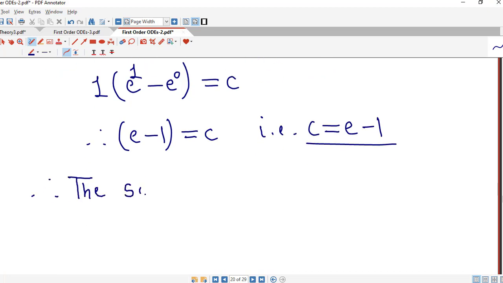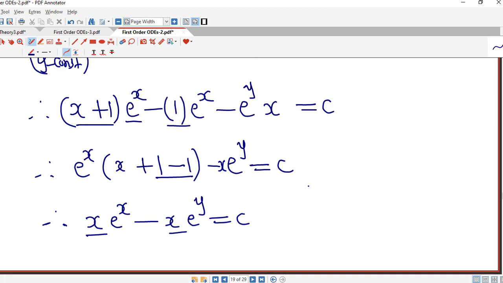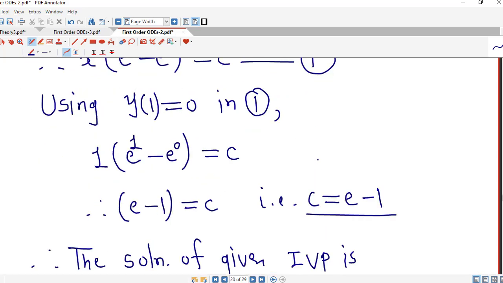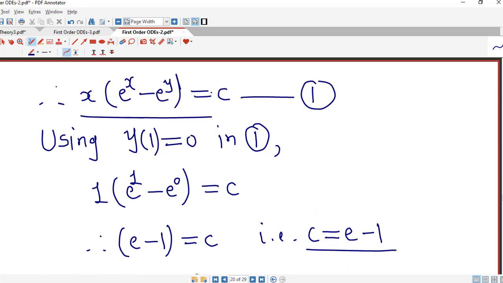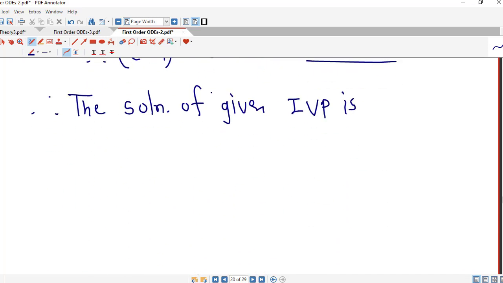We substitute that in the general solution, and we obtain the solution of the given initial value problem. Therefore the solution of the given initial value problem is x times (e raised to x minus e raised to y) equal to e minus 1. So this is the solution of the given initial value problem.